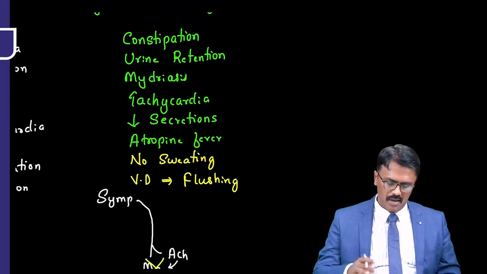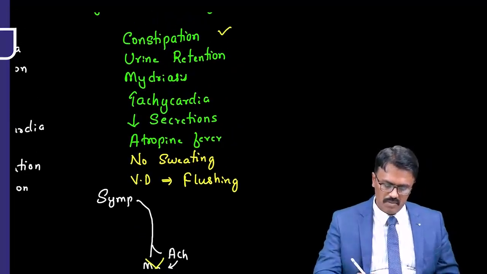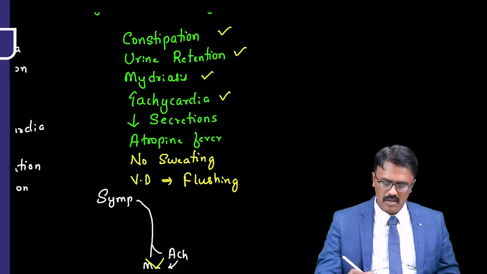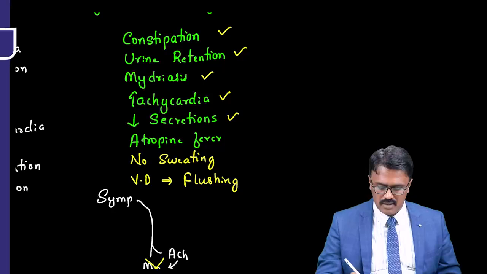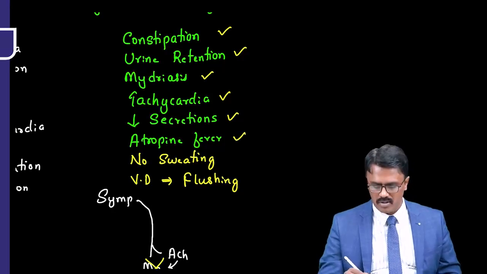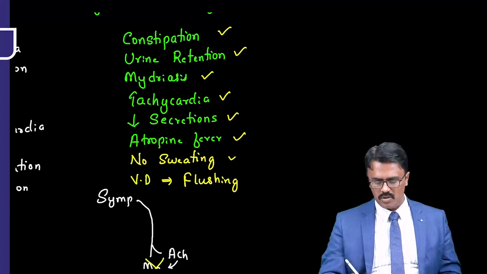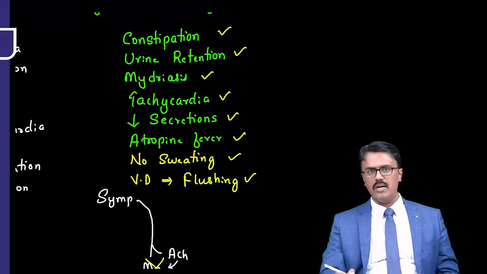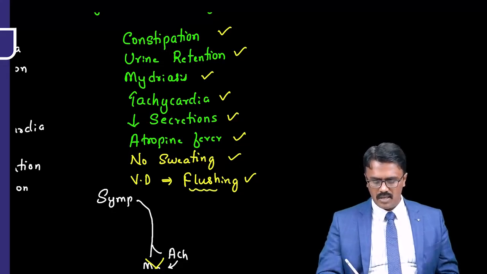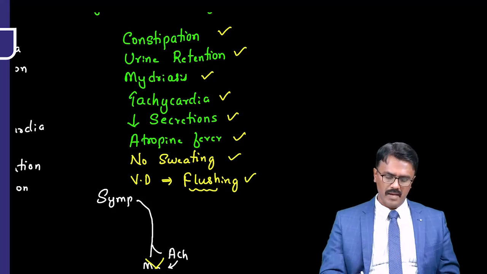See, remember, atropine poisoning, patient will have constipation problem, urine retention, mydriasis, increase in heart rate, decrease in secretion, fever is high because the body temperature is going up because the sweat glands are blocked, no sweating to remove the body temperature, the vasodilation occurs and there is flushing.